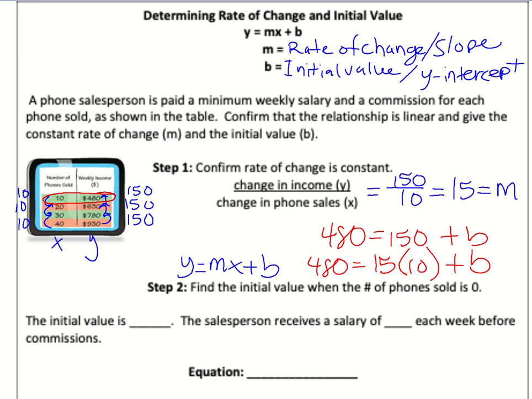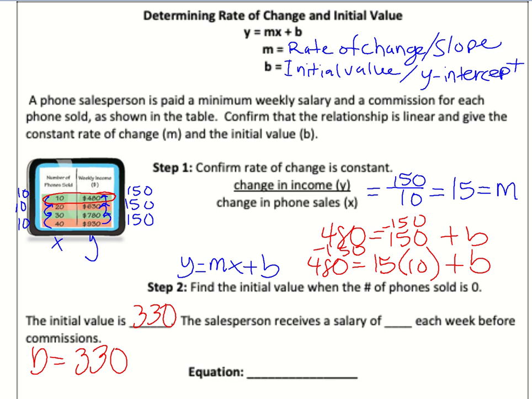And so we can do that a couple different ways. The easiest way is just to subtract. So I'm going to subtract 150 from both sides, and we get, write it down here, B equals 330. And so that's our initial value. That's because when he sells 0 phones, he's going to get $330.